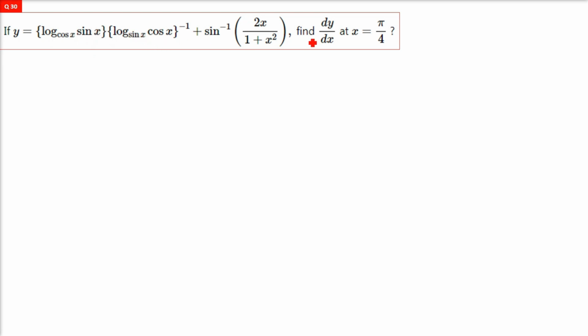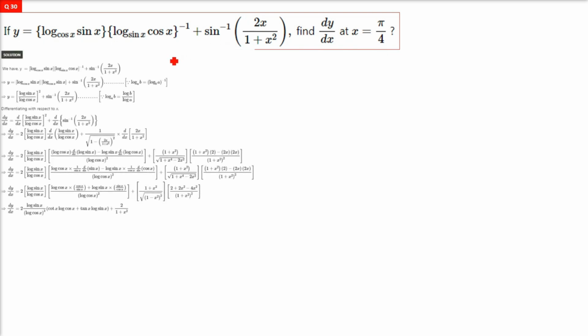Y is equal to log cos x sin x, log sin x cos x inverse, plus sin inverse 2x by 1 plus x squared. And we have to find dy by dx at x equal to pi by 4. So as I was discussing, I am going to leave the final step for you. The basic step I am going to do, that is, I am going to differentiate it properly. We'll do the differentiation, and then whatever substitution is required, which is x equals pi by 4, you will do.